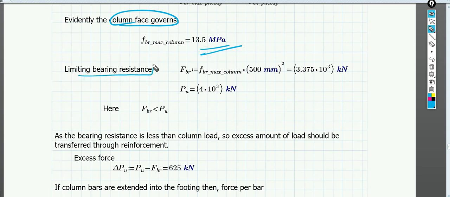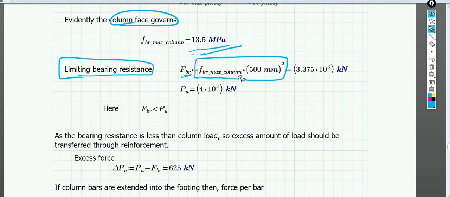The limiting bearing resistance, if you convert the stress to force, becomes FBR max of the column times 500 square, which comes out to be 3375 kilonewton. But what is the load in the column? That is 4000 kilonewton, right? You can see the bearing strength of the column face is basically 3375, but the load that is coming is 4000 kilonewton.